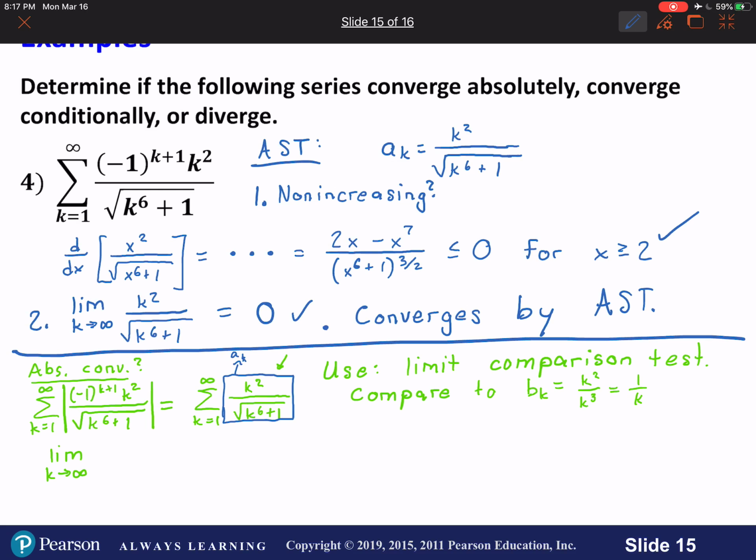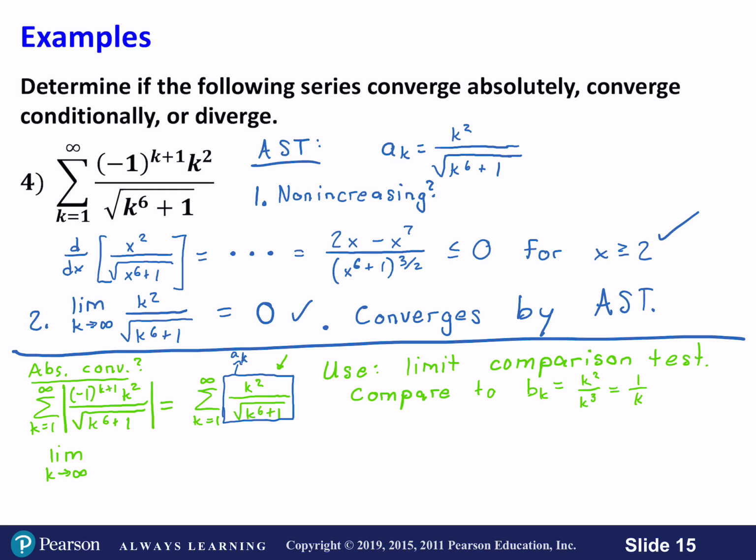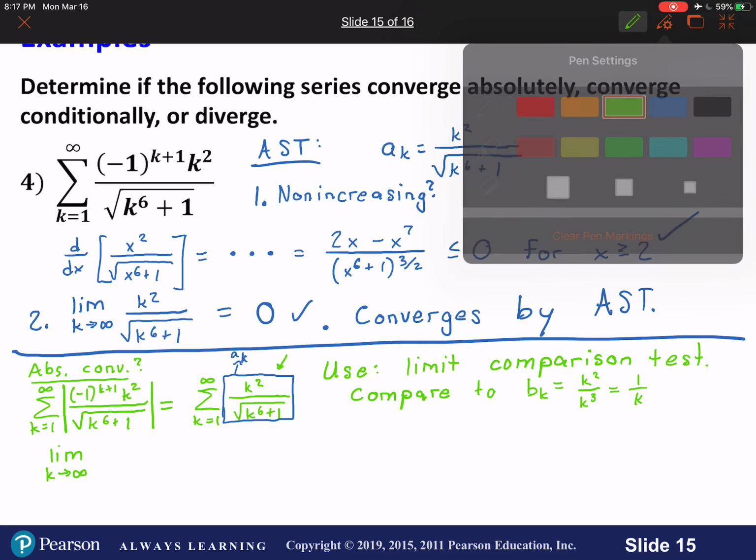So one thing you might notice is we use a_k and b_k a lot. They are just whatever we define them to be, right? So in this case, I'm defining a_k to be k squared over the square root of k to the 6th plus 1. I guess switch back to green.